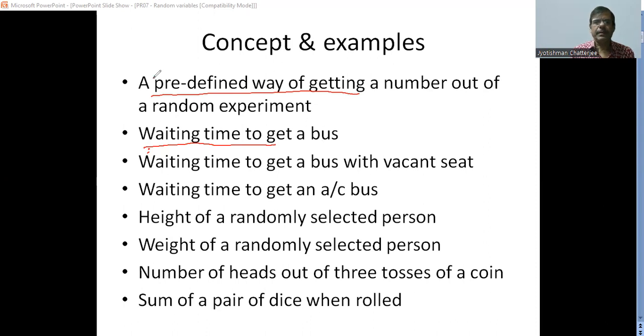Look at the term predefined. I have to know beforehand what I'm looking for. Even for the same thing, while waiting for the bus, I might actually wait for a bus with a vacant seat. Then my random variable is something else. Or I might wait to get an AC bus. So it depends on what I'm interested in. But whatever it is, I will have to define that thing before I perform the experiment. That's why it's a predefined way of getting a number out of a random experiment.